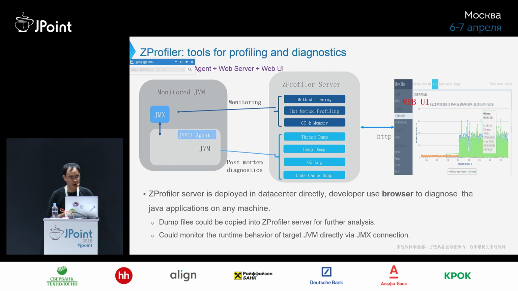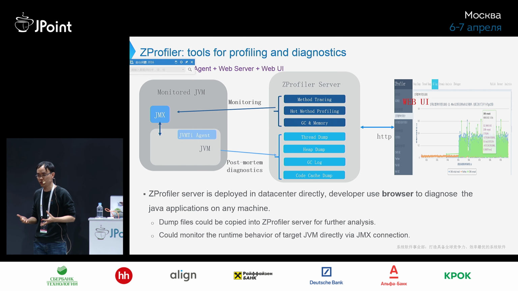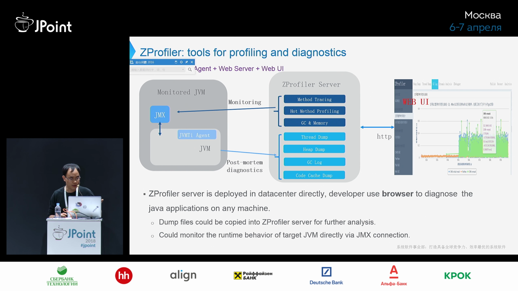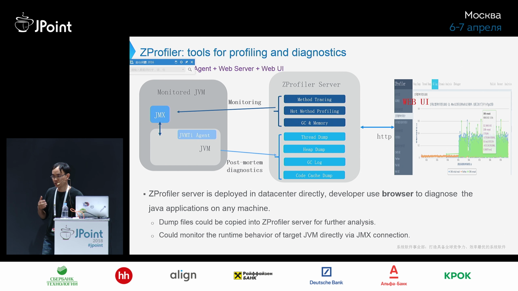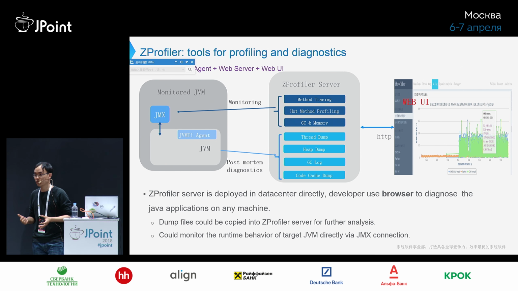Let's go through our internal tool. We call it ZProfiler. For ZProfiler, we developed a JVM agent, which runs inside our JVM process on the left. We also created a ZProfiler server, which is a web server implemented based on Apache Tomcat. The ZProfiler server has been deployed in our data center directly, so it can talk with the target JVM directly. The network is accessible.